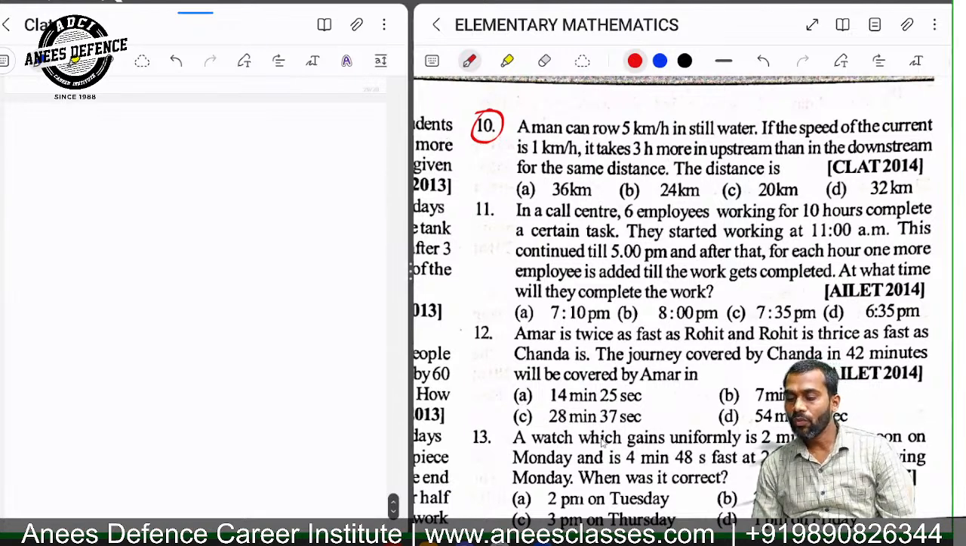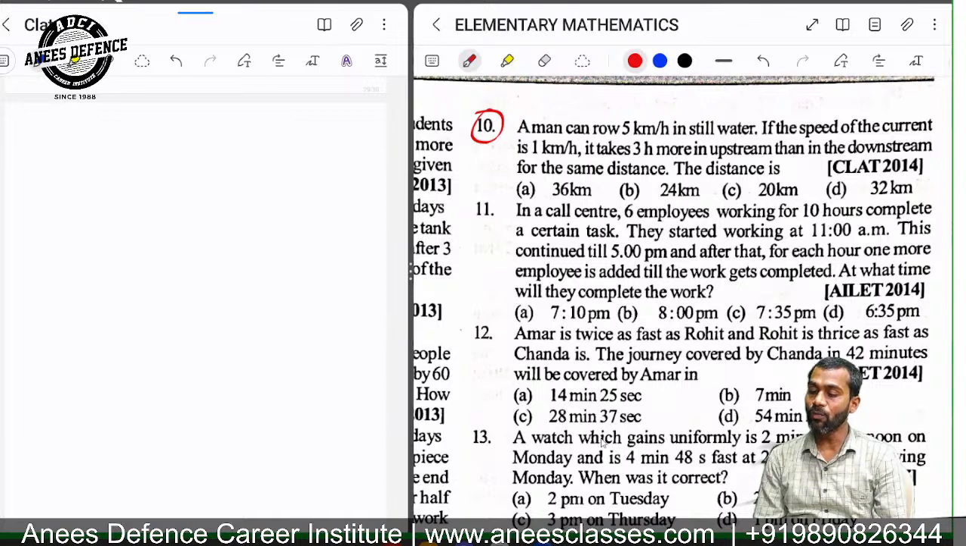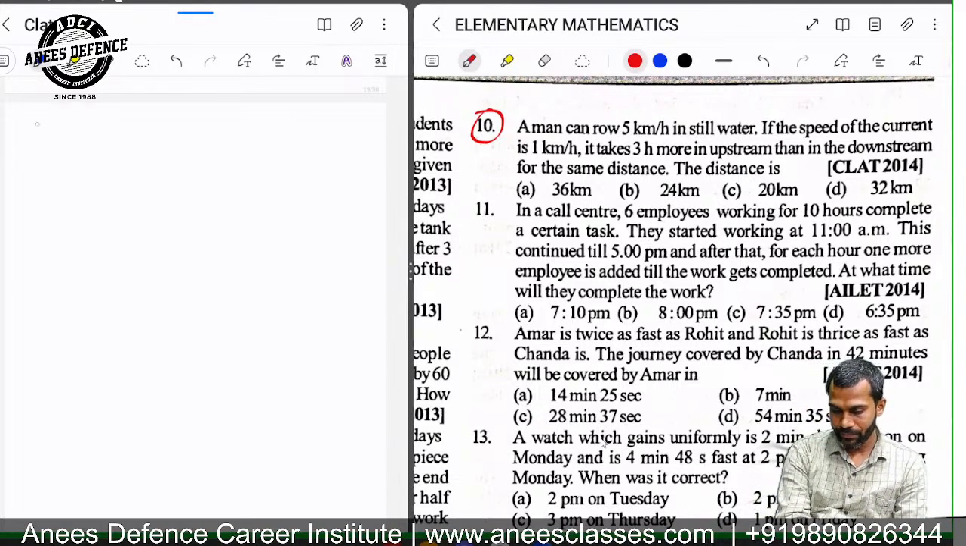A man can row 5 kilometers per hour in still water. So this is the value of x. Yes or no? If the speed of the current is 1, this is the value of y. It takes 3 hours more in upstream than downstream for the same distance. Then the distance is? Have you understood? See, very easy.